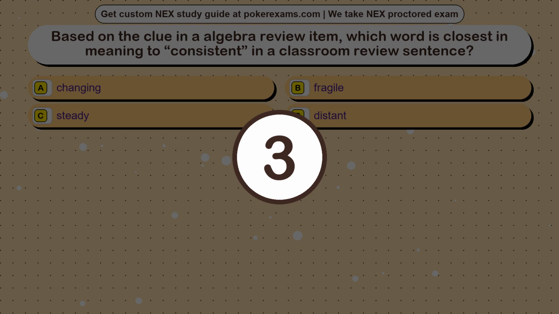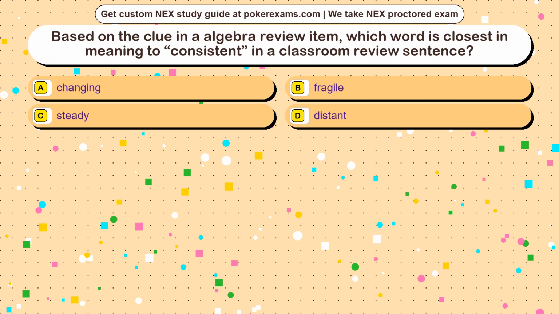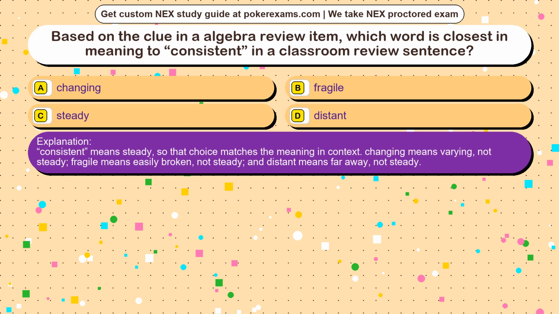The correct answer is option. Consistent means steady, so that choice matches the meaning in context. Changing means varying, not steady. Fragile means easily broken, not steady. And distant means far away, not steady.